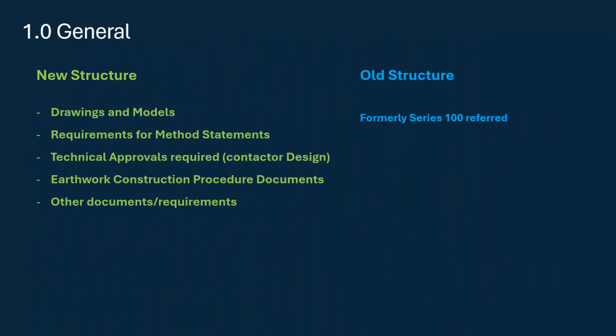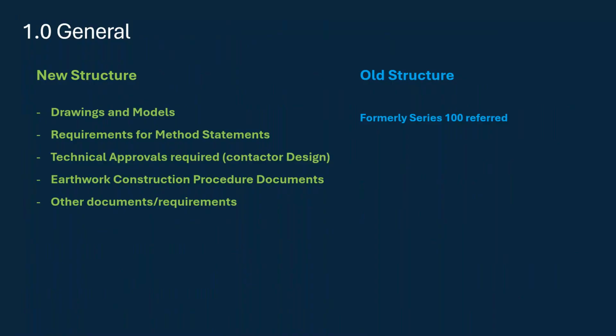So moving on to the general item. Again, this wasn't really in Series 600 originally. It was formerly part of Series 100, where it was included with all the general project information. And what this requires now is that all the information that is specific to earthworks or related to earthworks is included within this section and the work-specific requirement.